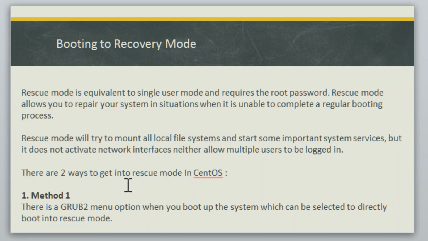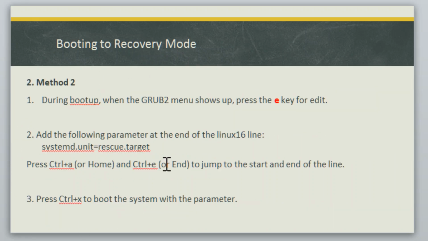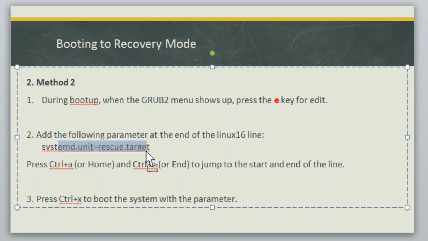So there's two ways to get into rescue mode in CentOS. The first one is there is a GRUB2 menu option when you boot up the system, which can be selected to directly boot into rescue mode. Typically, you're not going to have this luxury. So instead, we're going to look at method 2, which is during boot up, when the GRUB2 menu shows up, press the E key to edit it. Okay? You're going to add the following parameter at the end of the linux16 line. You're going to add this there. Okay? You'll press Control-A, or Home, and Control-E to jump to the end of the line so that you can add this parameter there. Okay? Once you're done with that, you'll hit Control-X to boot the system with this parameter.